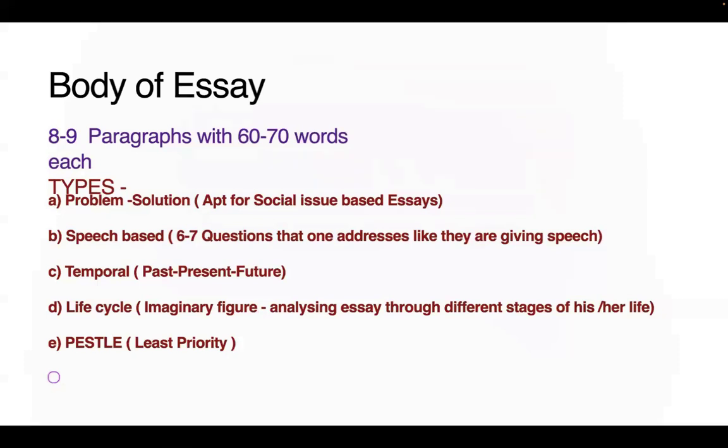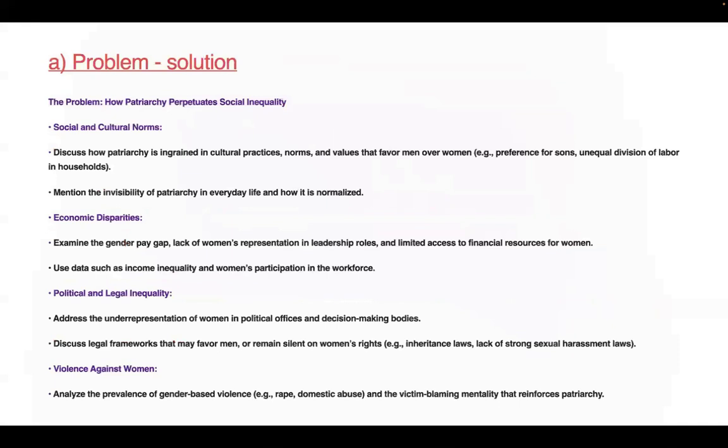It's also called the historical way to write an essay. The fourth type is life cycle, that is you choose an imaginary figure and analyze the essay through different stages of his or her life. And the last one is PESTLE, which is of least priority, that is political, economic, social, technological, legal, ethical. You can generate examples through it, but writing the whole essay through this approach will not give you good marks.